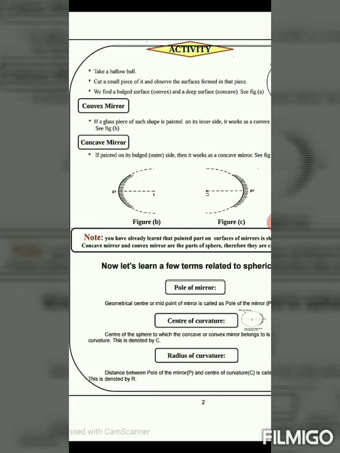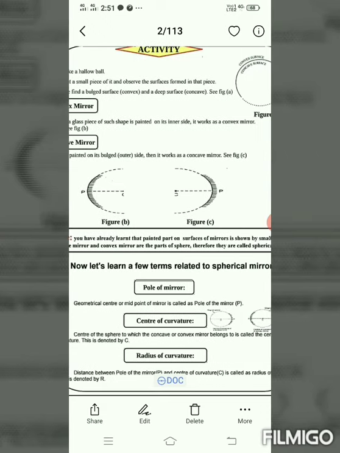What is a convex mirror and a concave mirror, the pole, center of curvature and radius of curvature. Again I am telling you, in a convex mirror, the reflecting surface is outward and the non-reflected surface is inward. In a concave mirror, the reflected surface is inward and the non-reflected is outward. The middle point of any spherical mirror, concave or convex, is what we call the pole.